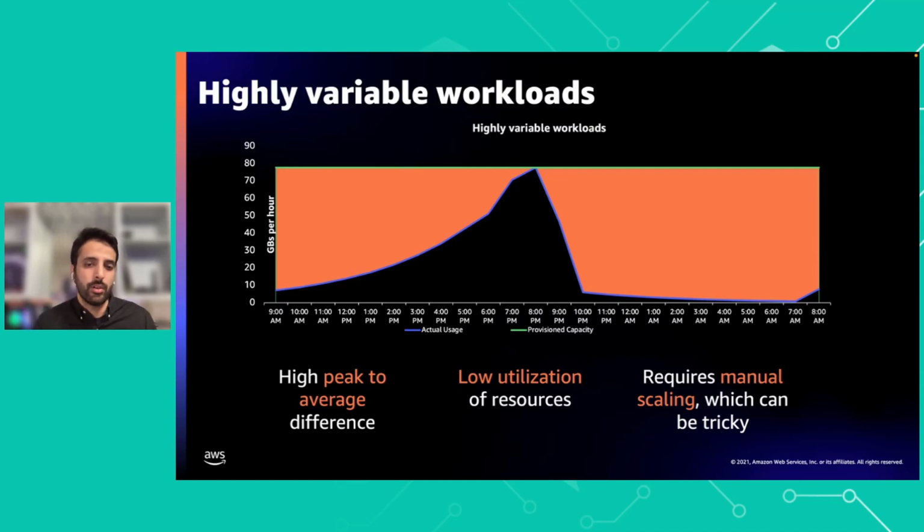Which then means that you either have to provision for the peak and be okay paying for those idle resources at all times, or you need to manually scale up and down every time your traffic patterns change. And manual scaling can be tricky, can be error prone. You may not be able to respond as quickly as your traffic increases, or your scaling increments might not be as efficient. So therefore, it can be tricky. It can lead to bad customer experiences, and therefore it's something which takes a lot of engineering effort to implement.